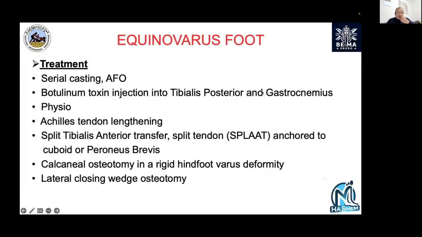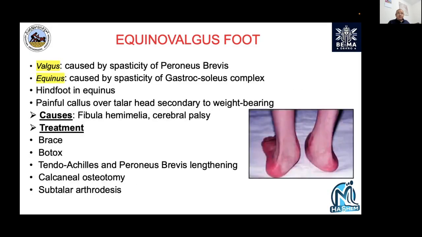Treatment, if it's a residual clubfoot deformity, you will do the same, again, serial casting by Ponseti technique and ankle foot orthosis. If there is cerebral palsy, especially a spastic cerebral palsy, you need some Botox injection to relax the muscles which are overcontracted, like the tibialis posterior and the gastrocnemius. Definitely, you need some physiotherapy, and if you fail in all of this, you need to lengthen the Achilles, do a split transfer of the tibialis anterior, and even do a split tendon transfer of the tibialis posterior. In more advanced cases, you may need to do a calcaneal osteotomy, and if the patient has a rigid deformity, you may need to fuse.